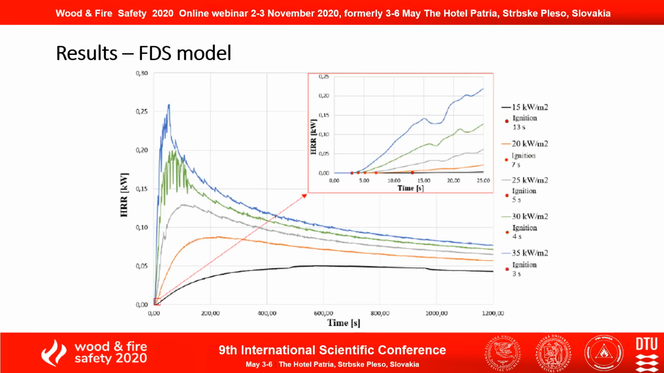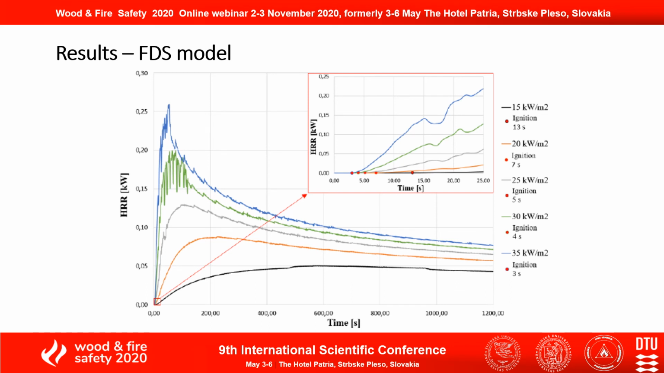In this figure, results from modeled cone calorimetry are plotted as heat release rate values for all created scenarios. According to cone calorimetry heat flux, maximum HRR values are reached, meaning that the higher heat flux evokes higher values of HRR.